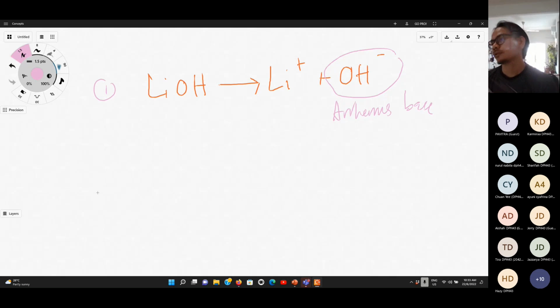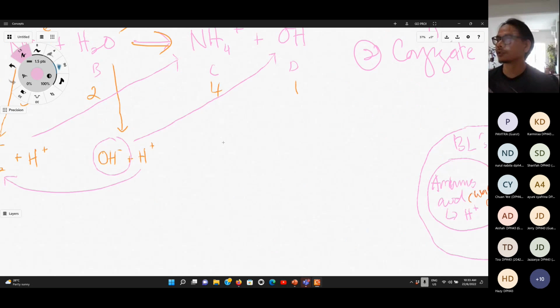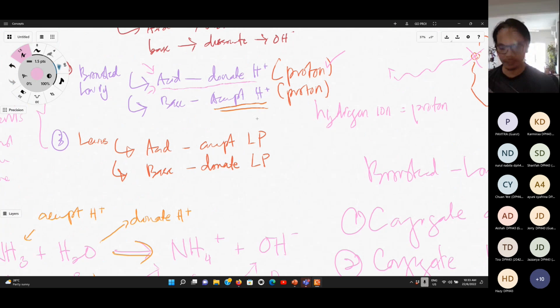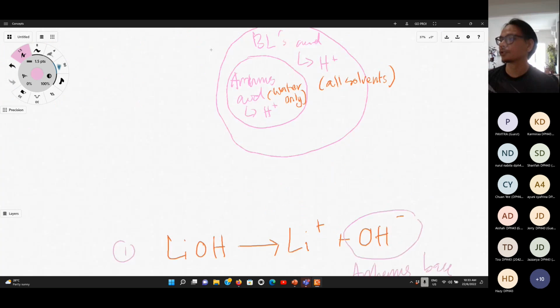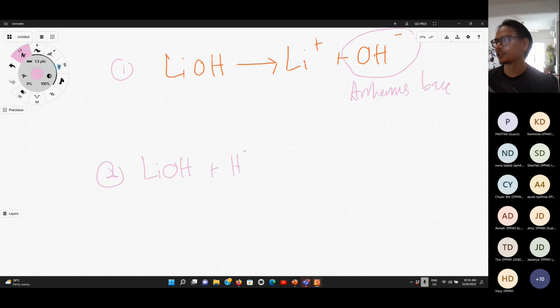Kita tengok in the second condition, kalau dia boleh terima H+. Lithium OH, dia tambah H+. Okay, because the definition of Bronsted and Lowry base adalah something that can accept H+. So in this case, kalau lithium hydroxide LiOH tambah H+, dia boleh menghasilkan a lithium ion, LiOH2.